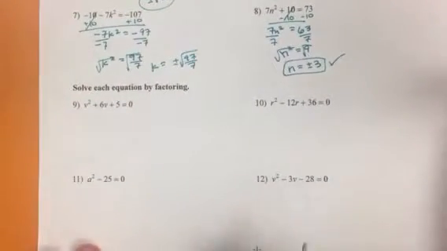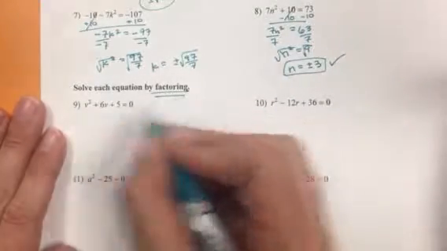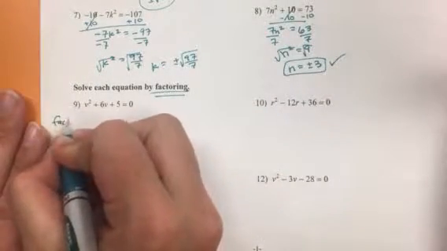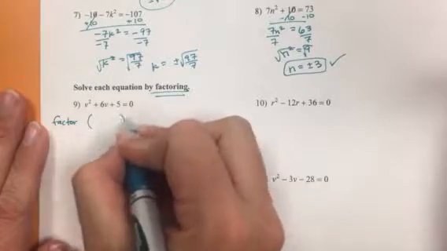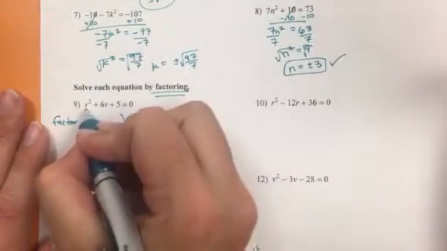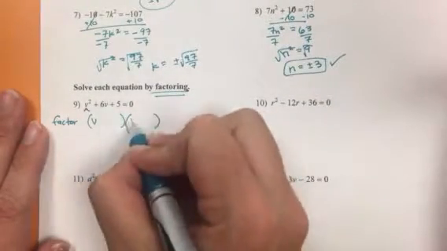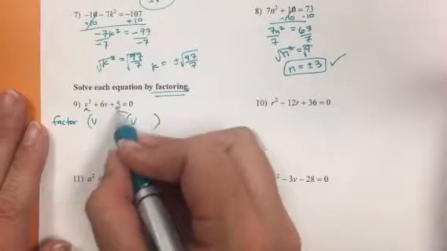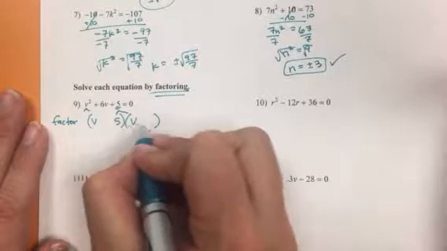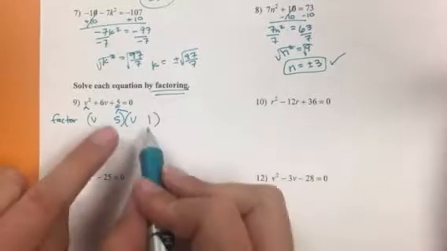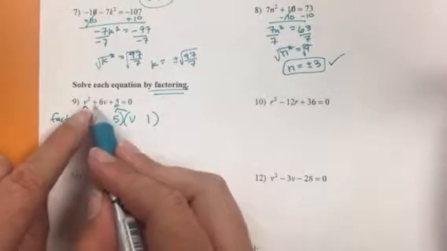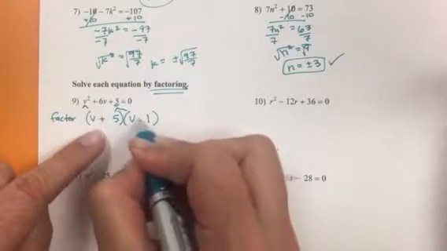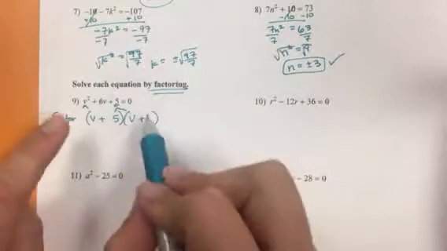All right, solve each equation by factoring. So first I'm going to factor, which means I need my 2 parentheses, the v's split up in front, and now I need the multiples of 5 there. The only multiples of 5 are 5 and 1, and to get those to add up to 6, they both need to be positives. So let's check.